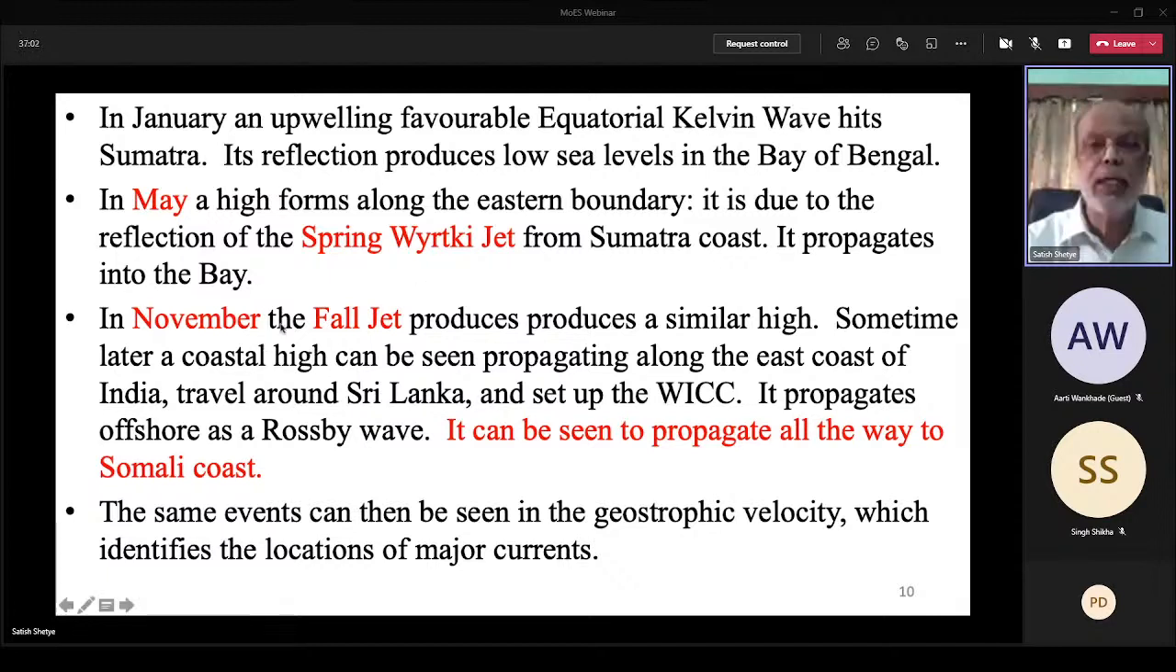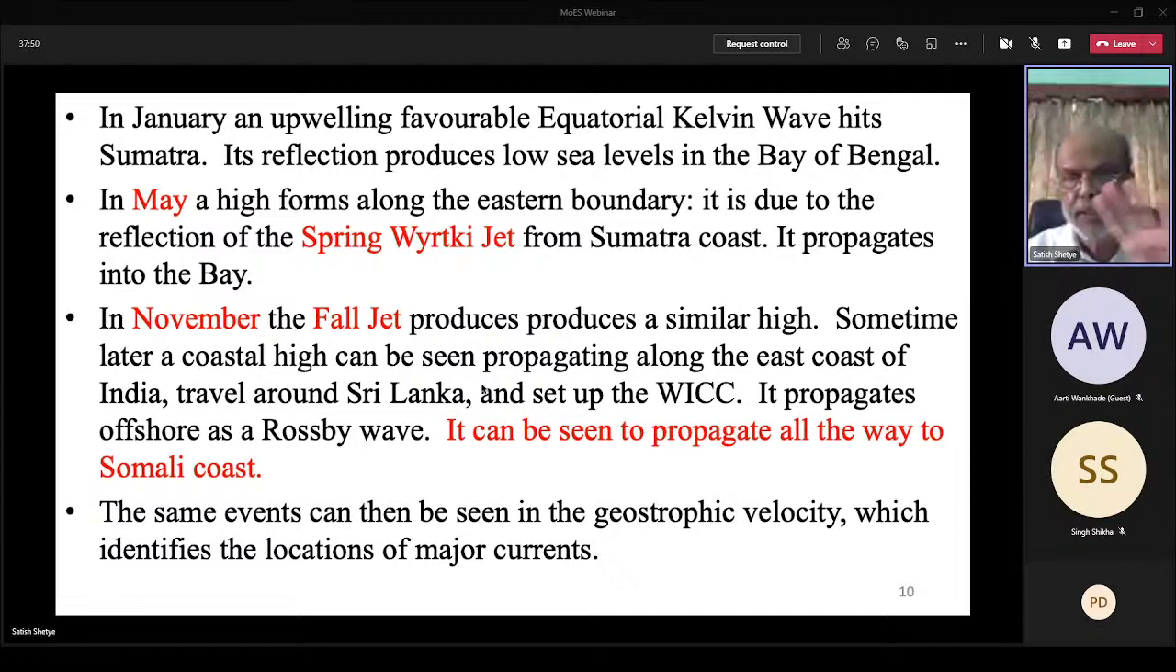In November, another jet forms with a similar high, hits the eastern boundary, Sumatra, and again does the same thing. On this occasion, however, you can see that something starts propagating along the east coast of India, and you can see it in the movie. That effect goes all the way around Sri Lanka and sets up the West India coastal current. It then propagates, it's a Rossby wave, it propagates offshore and it can be seen going all the way to the coast of Somalia, where it reaches by next March.